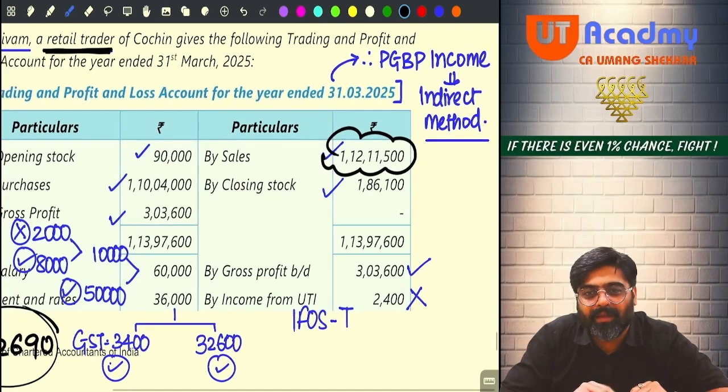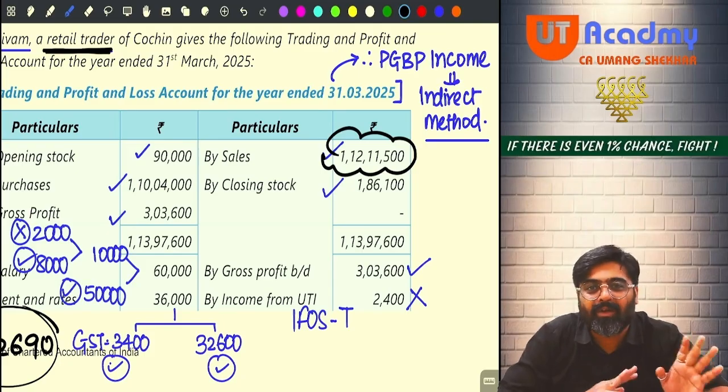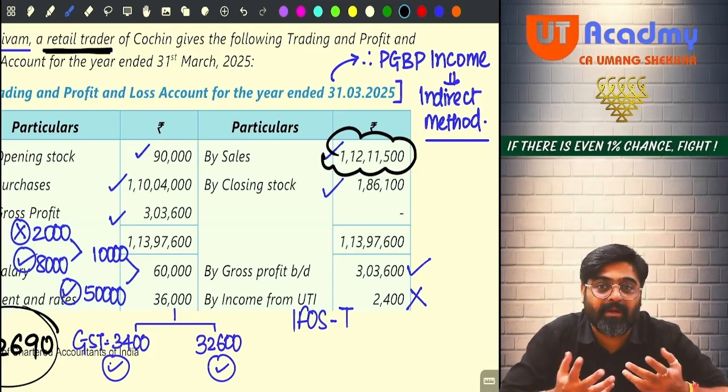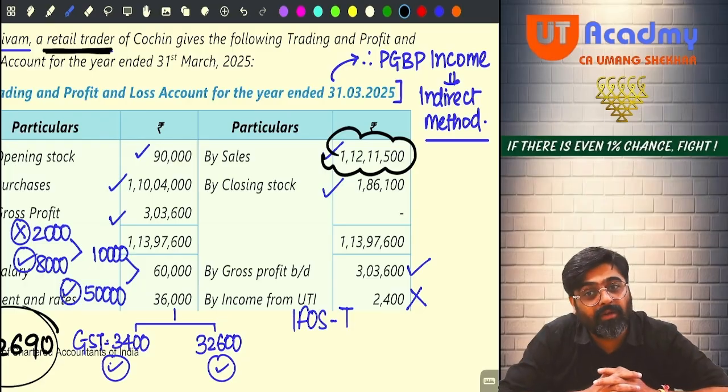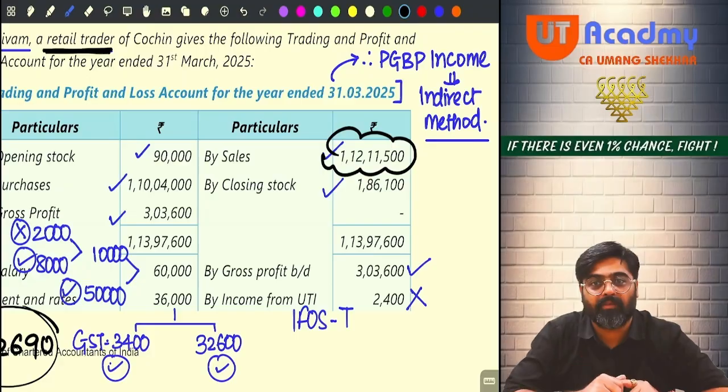So now tell me, as a chartered accountant for Shivam, what advice you will give him? They are not telling you to give the advice, but I am asking you, what advice will you give Shivam? Shivam, please listen to me carefully. I am your chartered accountant.